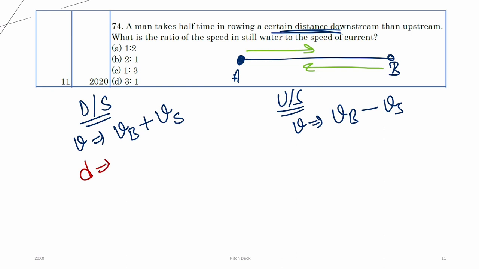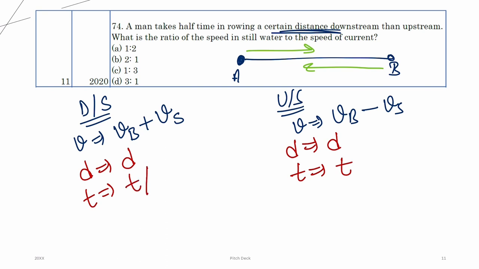So distance is D in the first case as well, and distance in the second case is D as well, right? Now, suppose time taken in going upstream is t, but when they go downstream, they take half the time. Obviously, they were faster, so they have taken half the time. I hope this is clear.